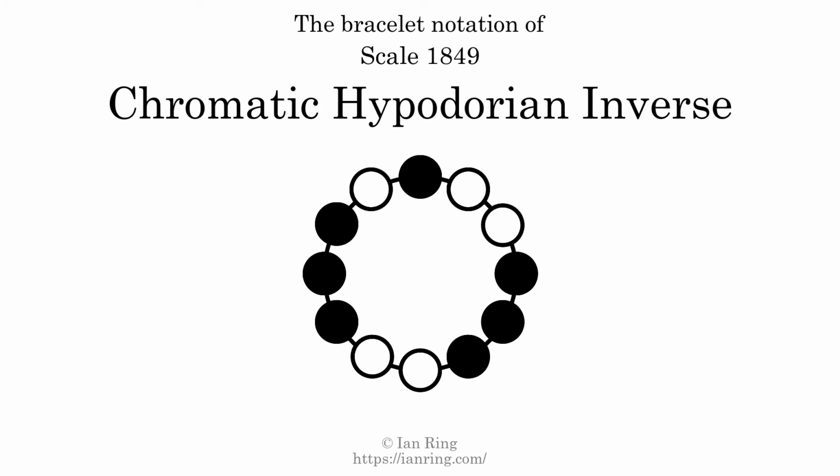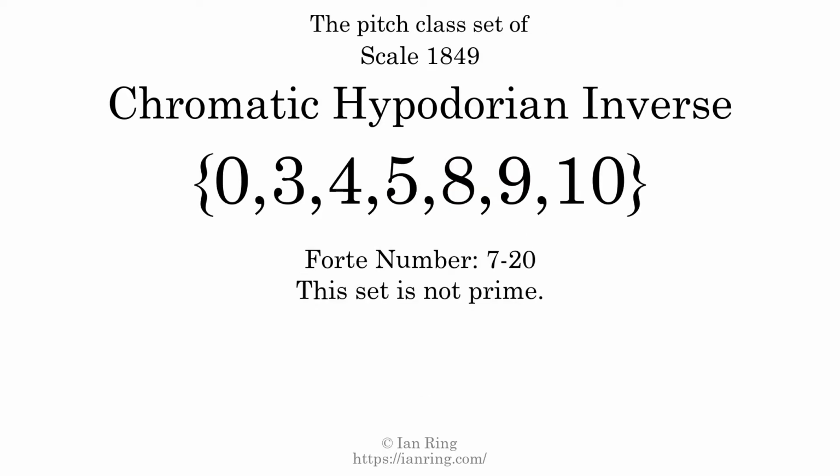This is a bracelet notation diagram of scale 1849. The shaded circles represent tones that appear in the scale, and they are read clockwise, starting at the top. The pitch class set for this scale is 0, 3, 4, 5, 8, 9, 10.